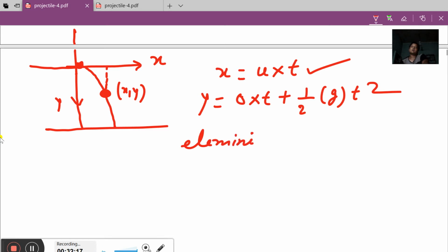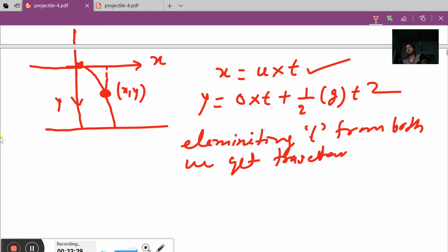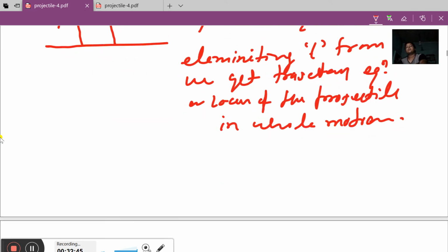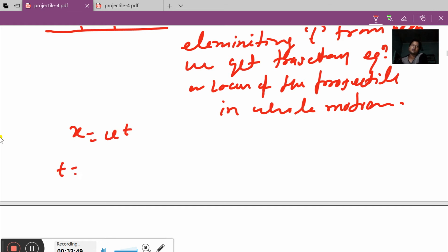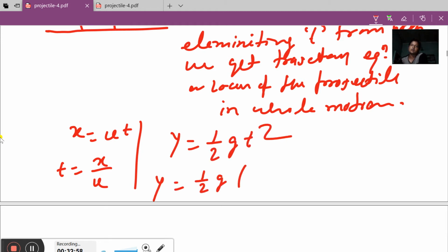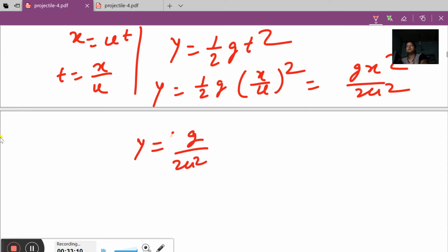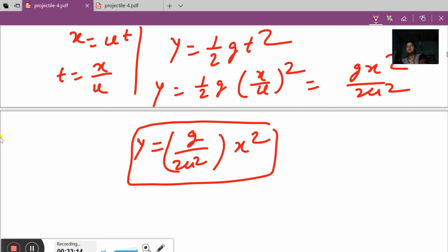Eliminating t from both, we get the trajectory equation, or locus of the projectile in the whole motion. x equals ut, so t equals x over u. y equals half g t square, so y equals half g times (x over u) whole square, so g x square over 2u square. y is g over 2u square times x square. So the graph is parabolic in nature.